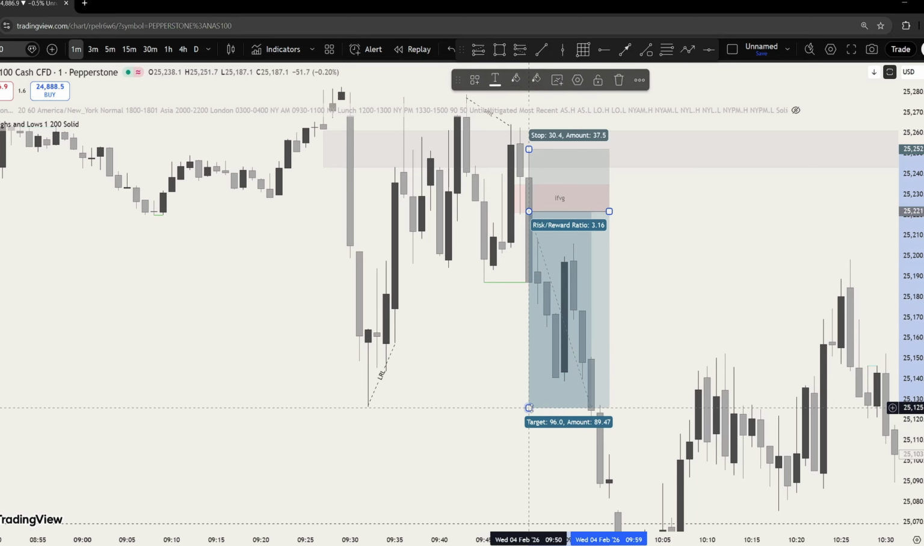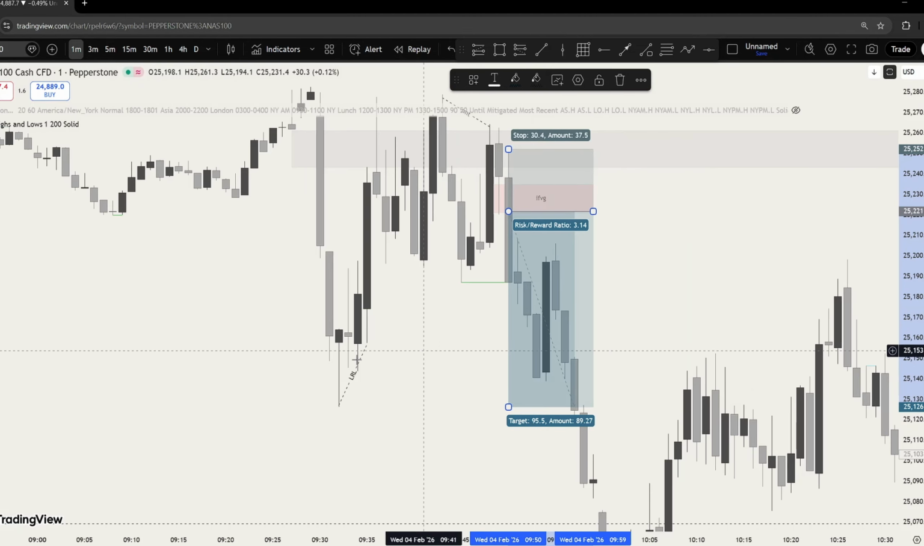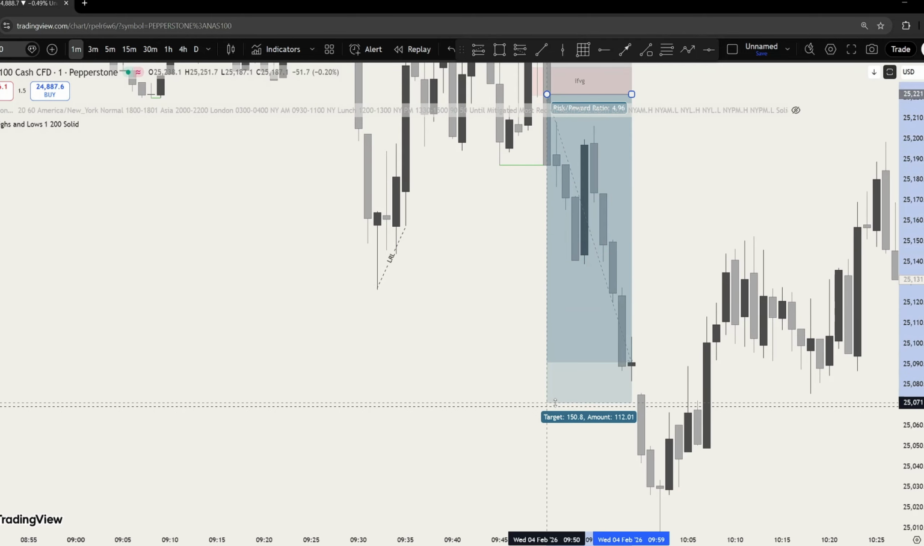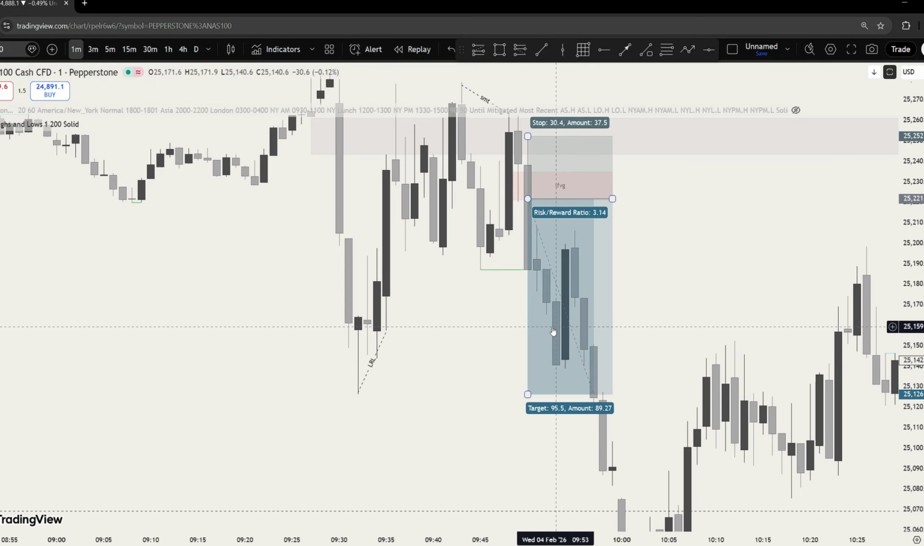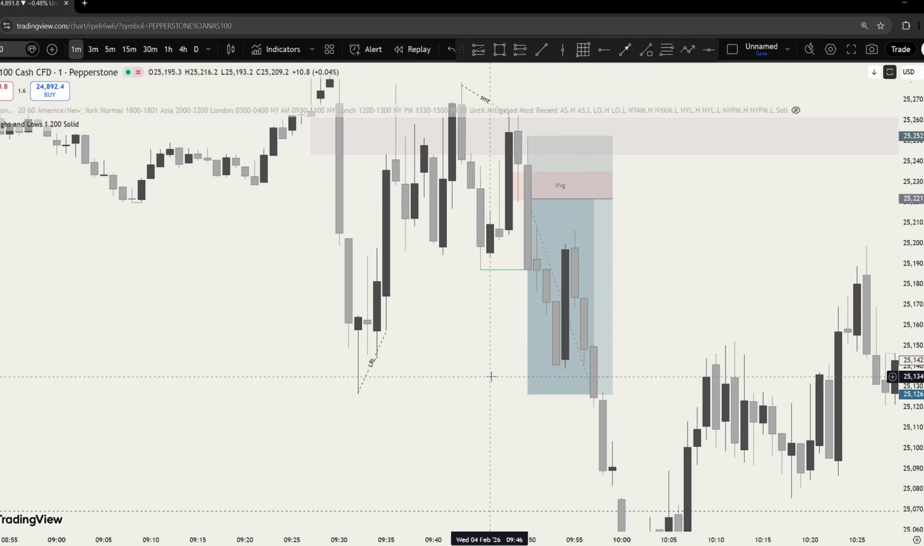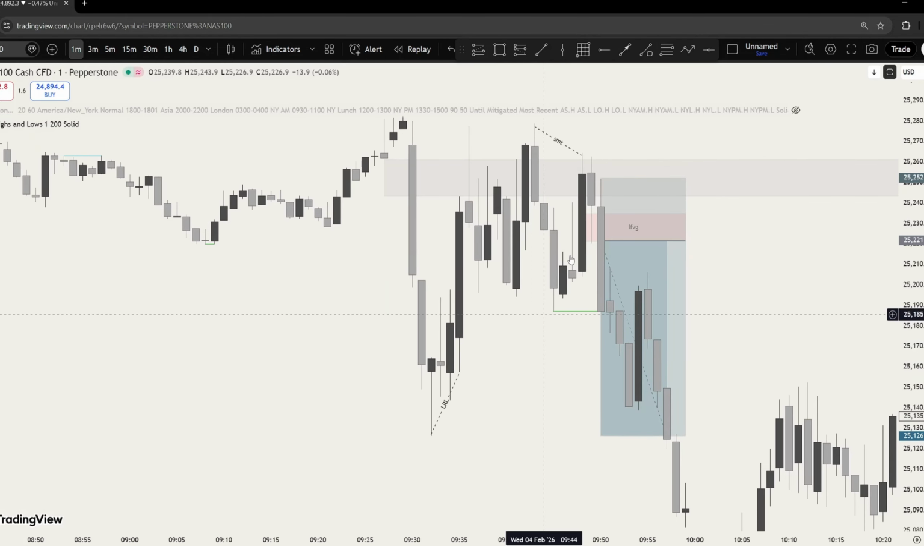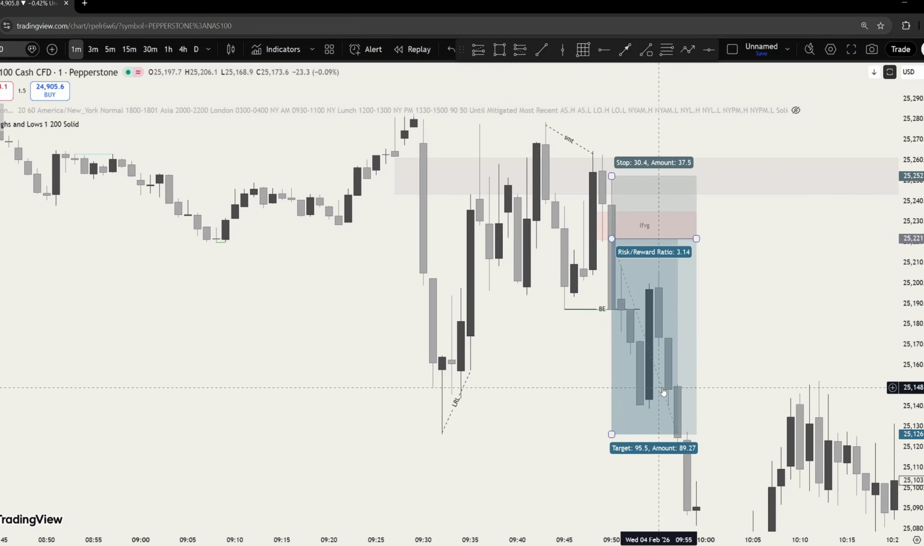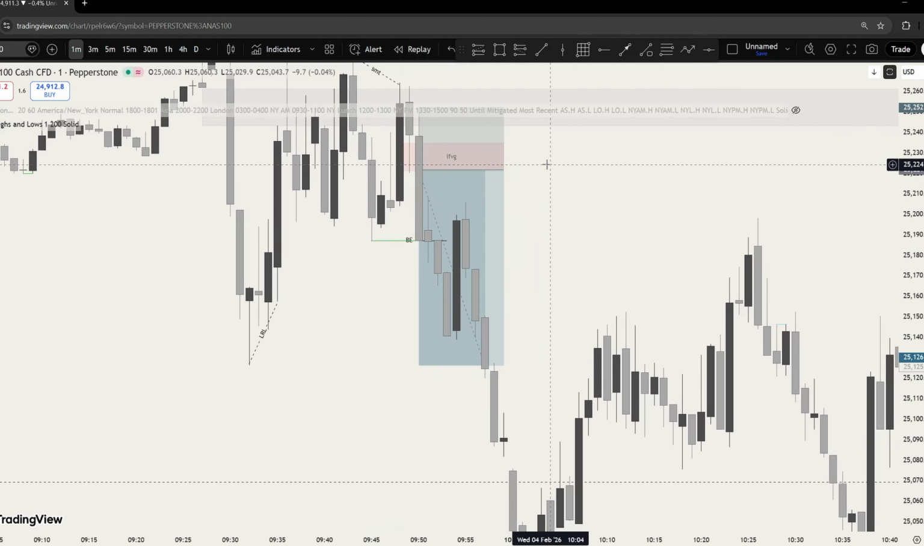My TP was over this, low resistance liquidity testing here. Also, you can leave a runner towards here, but this was good enough for me. 1 to 3 risk to reward ratio, which is way better. So I took a trade here, and I went BE over here. Yep, that was my BE point. Yeah, obviously, it's a great trade, if you ask me.